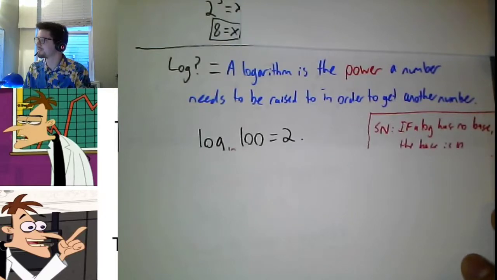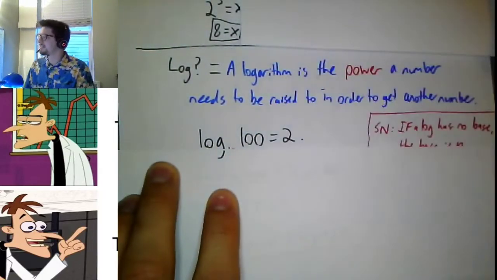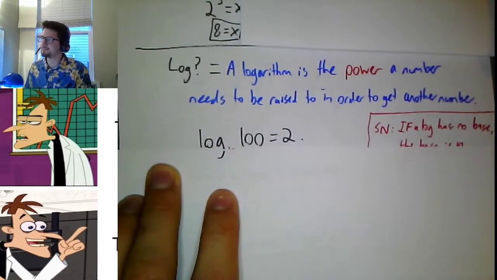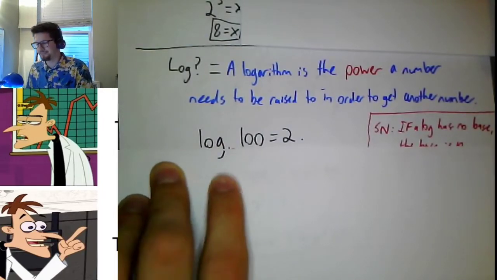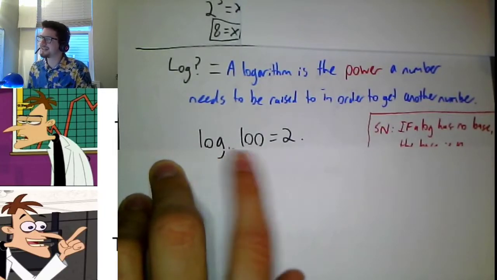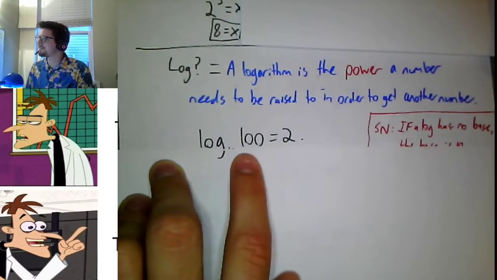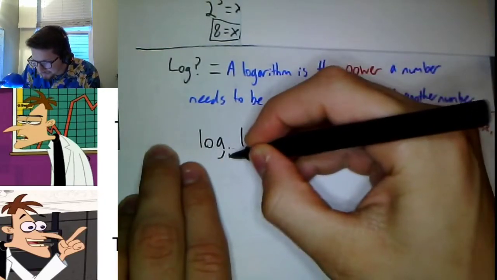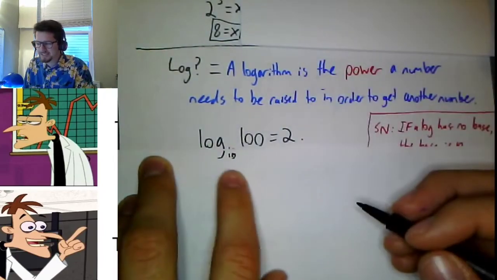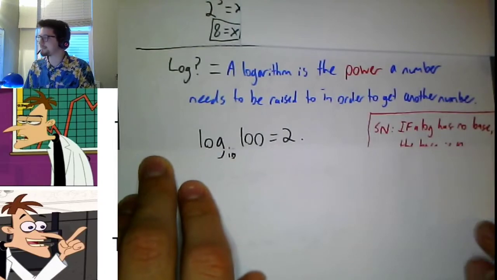So if I gave you just log of 100 equals 2, that means that my logarithm is 2. That's how I'd read that. Log of 100 is 2. So what this question is really asking is, what would my base have to be raised to the power of to give me 100? And there's no base written here, so I'd have to write in 10. What power would 10 have to be raised to give me 100? The answer is 2. That's my logarithm.